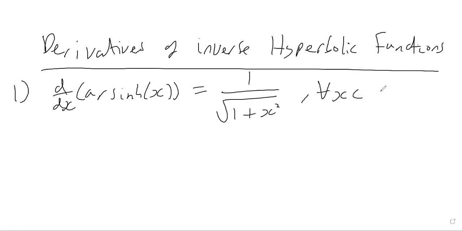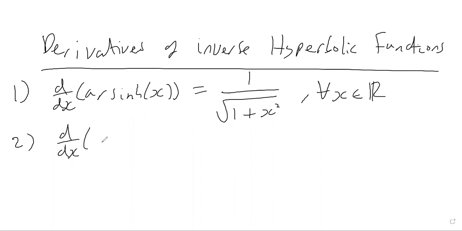So the ARSINH function, the inverse sinh function, is defined for all real values of x. And because the sinh function is a one-to-one function for all real values of x, that means the ARSINH function, the inverse function, is also an injective one-to-one function. So this is valid for all real values in the real numbers. Then we differentiated the next one.